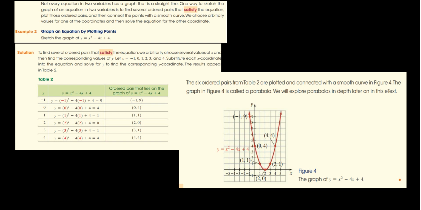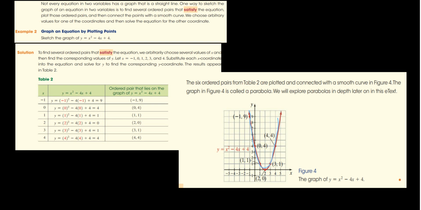And then lastly, on the instructions up here, it says, and then connect the points with a smooth curve. Okay. So what we would do here is once we plotted the points, then we would just connect the dots. And there we go. Okay.